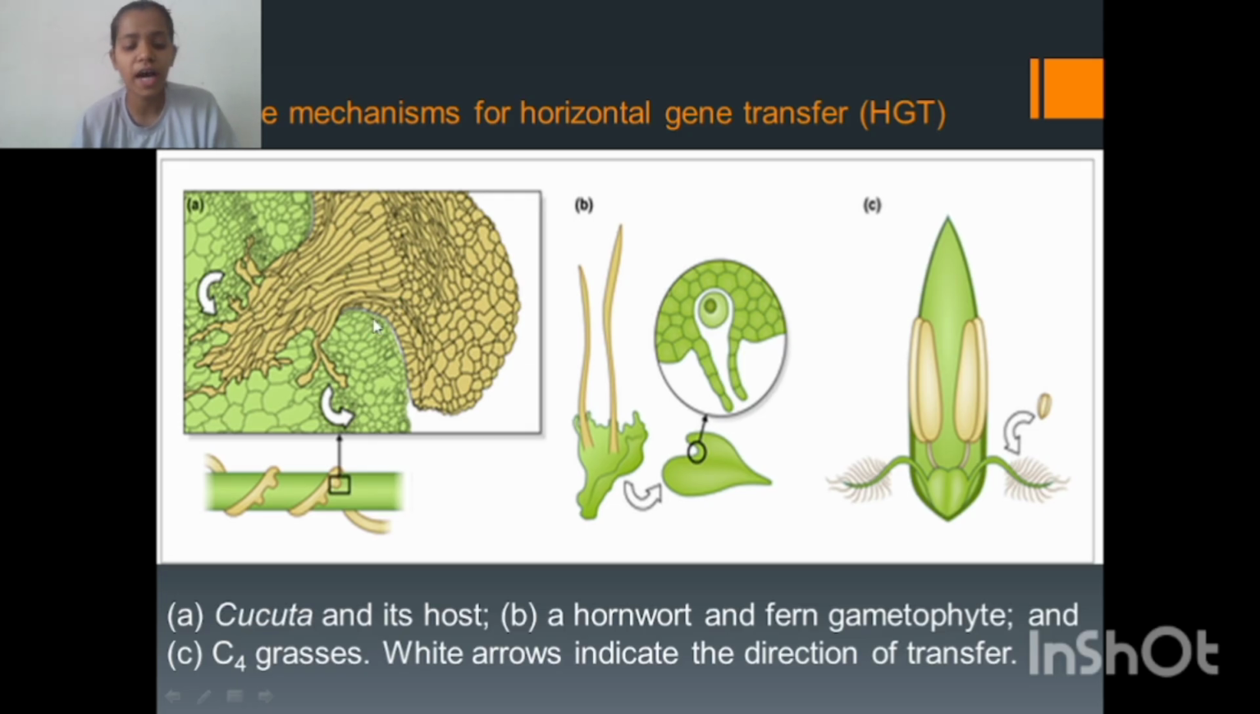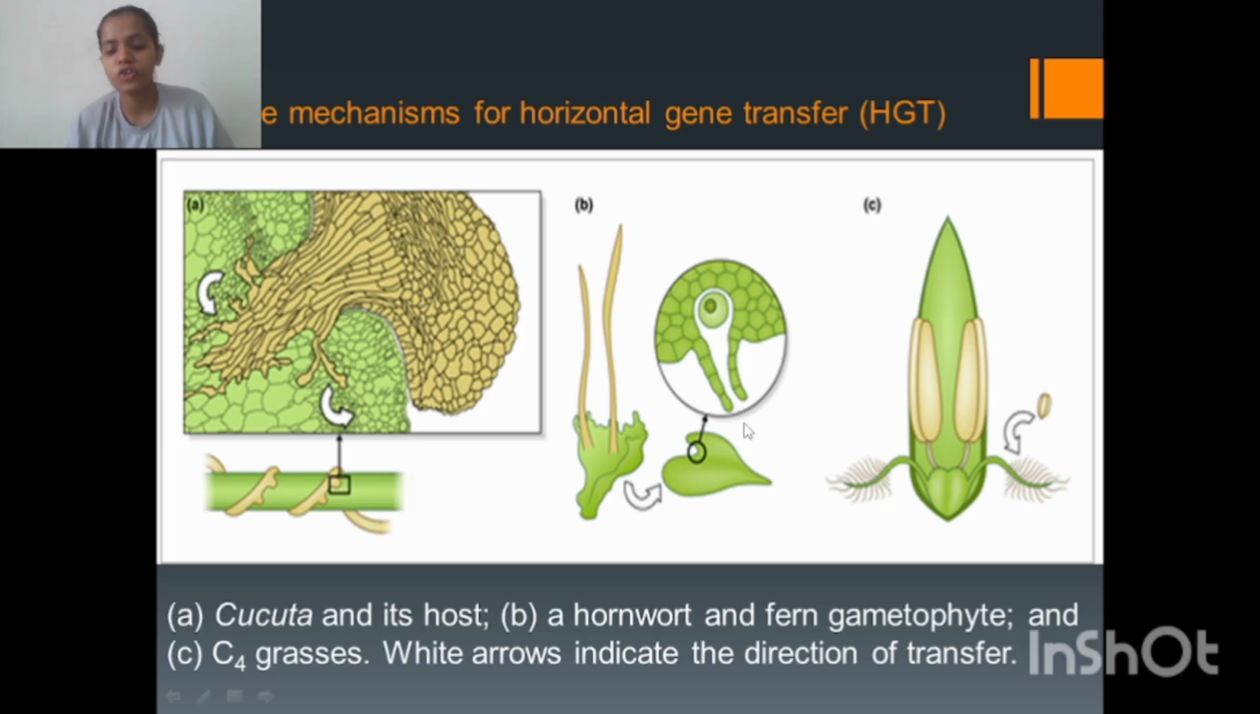Cuscuta is a parasitic plant. It forms a special structure called haustorium that penetrates the host plant tissue. Through this physical connection, DNA or RNA can move from host to Cuscuta or vice versa. This close cell-to-cell contact provides a direct pathway for gene transfer. That is, parasitism enables HGT due to shared vascular connection. Here, the white arrows show how the gene transfer is taking place.